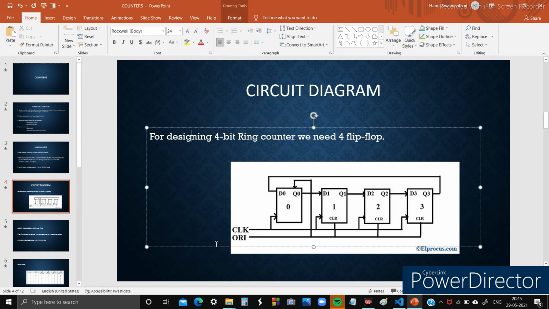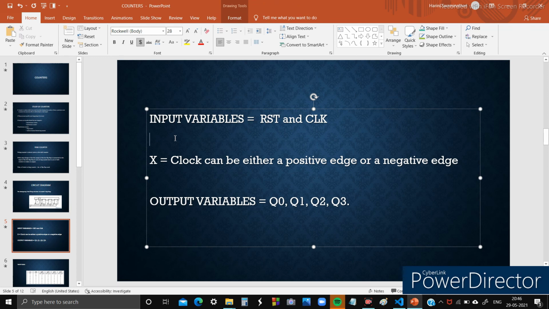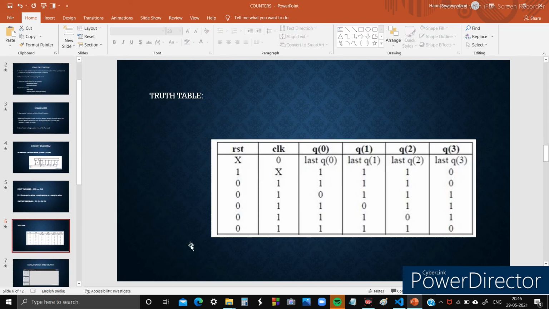Circuit diagram. For designing a 4-bit ring counter, we need 4 flip-flops. Input variables are reset and clock. The clock can be either a positive edge or a negative edge. Output variables are Q0, Q1, Q2 and Q3.